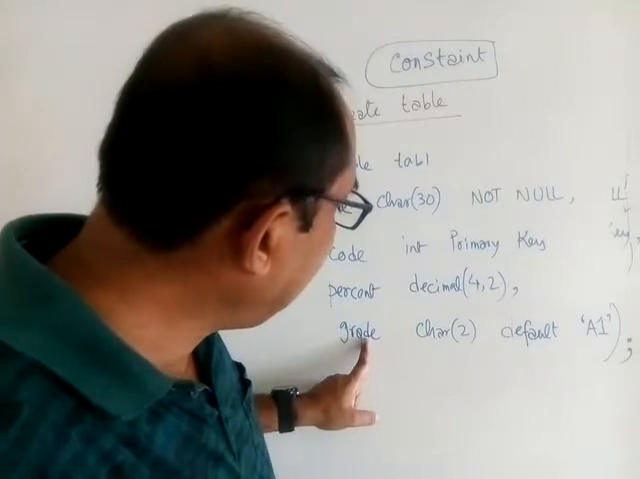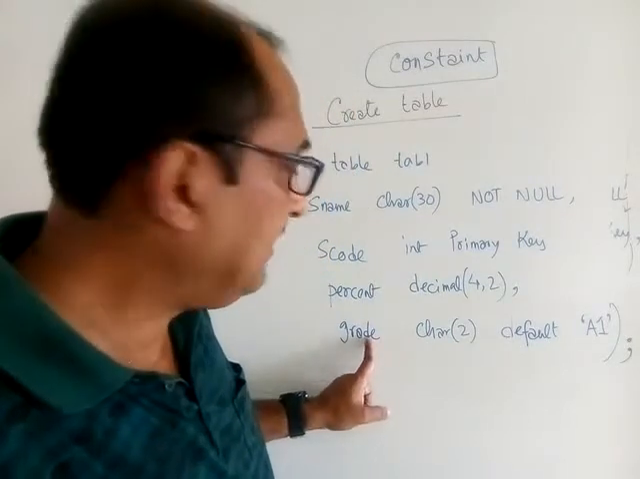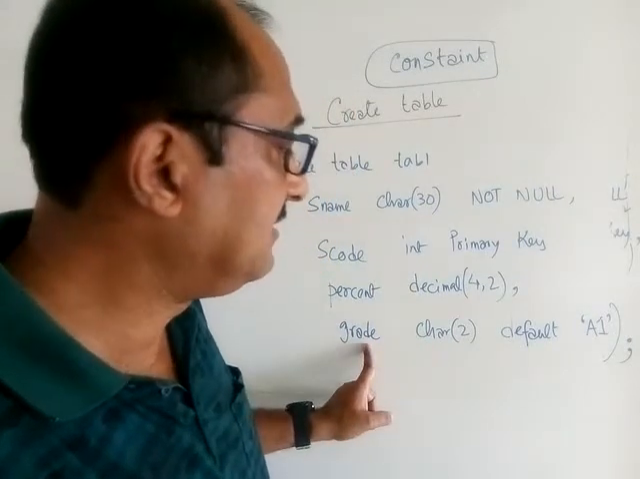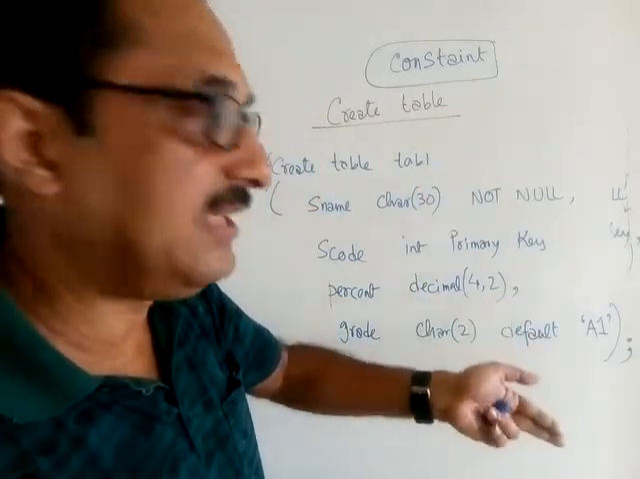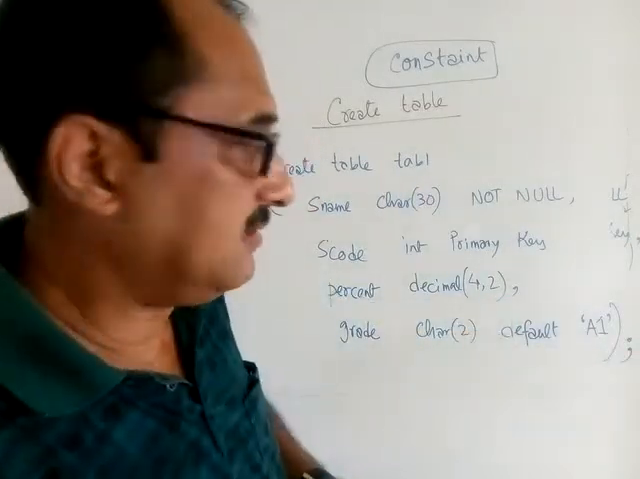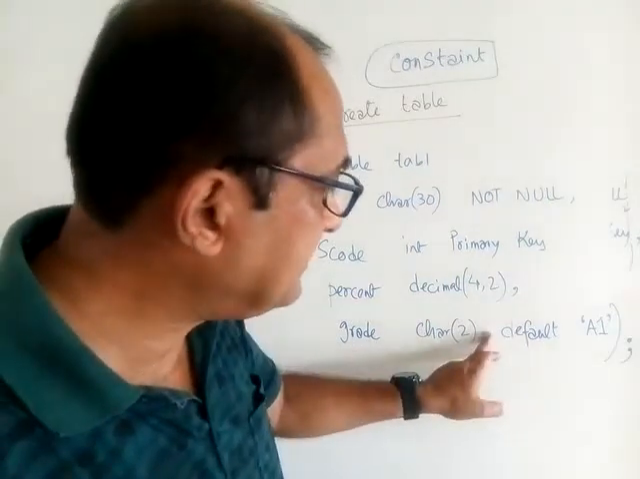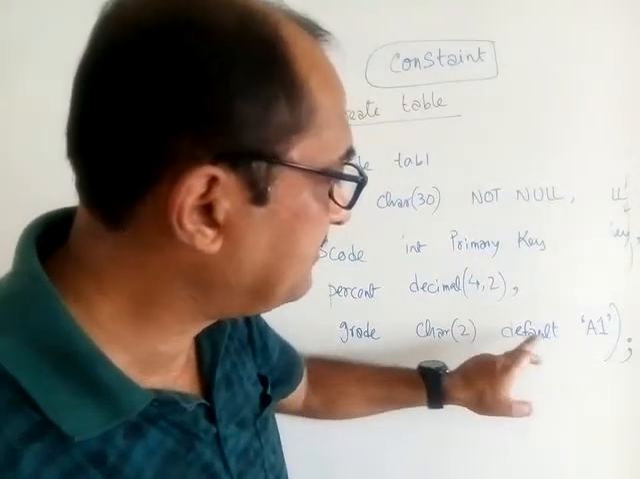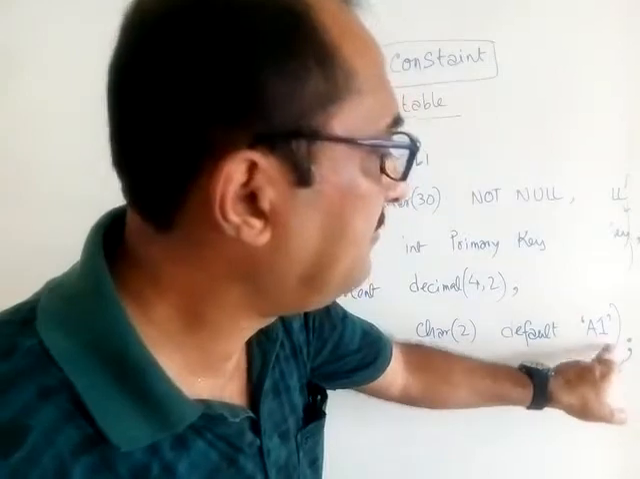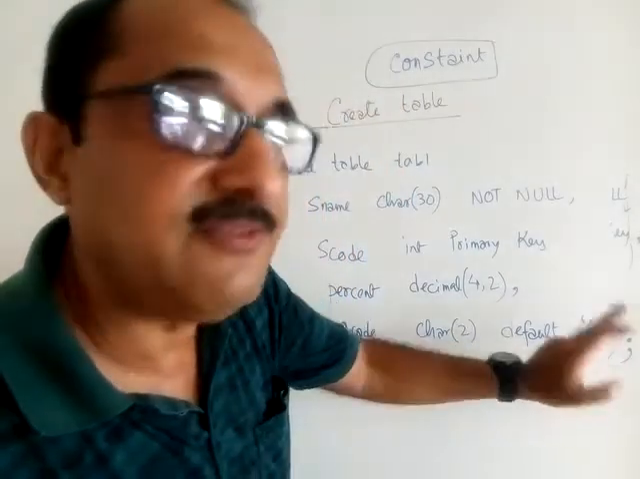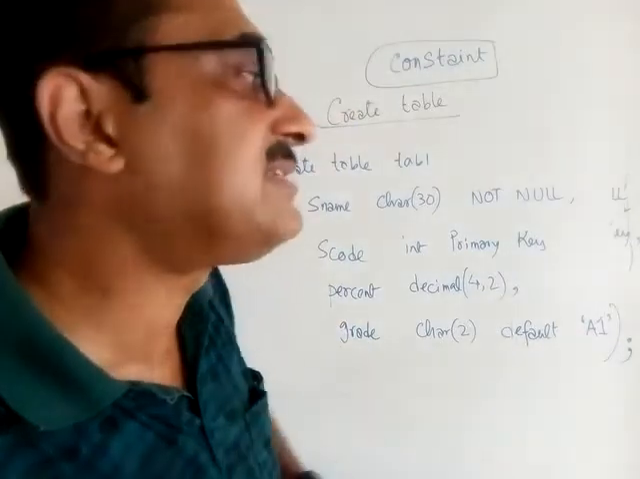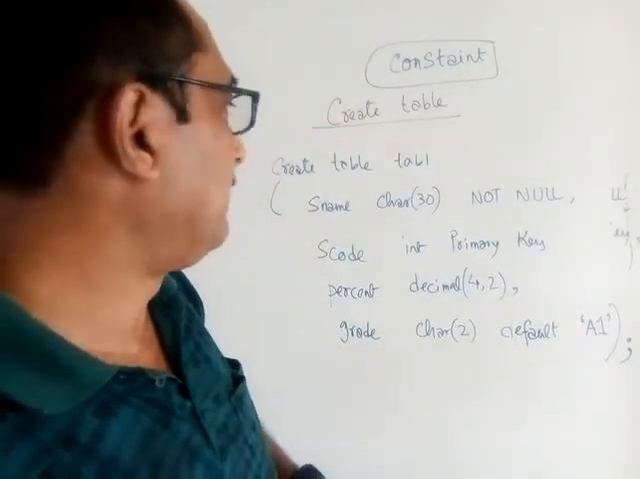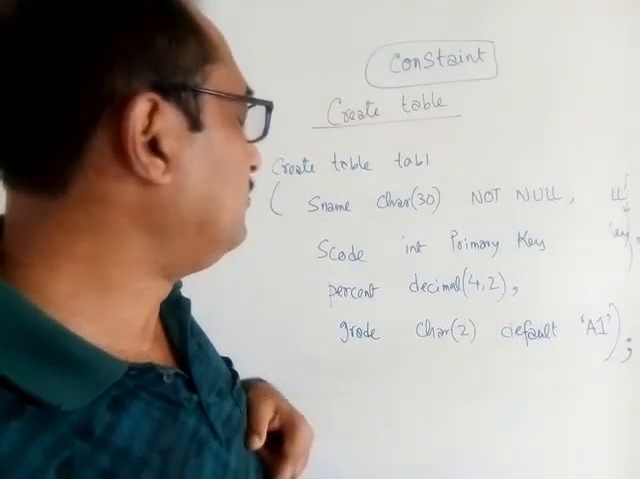That means if I leave the value blank for the grade, for the field grade, then automatically the value which will be put over there is A1. So after writing the data type we give a space, default, space, and we write the default value that we want. Do not put any equal to signs, equal to signs are not used here. Okay, so this is how we do it. Fine.